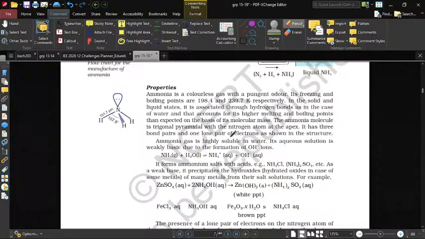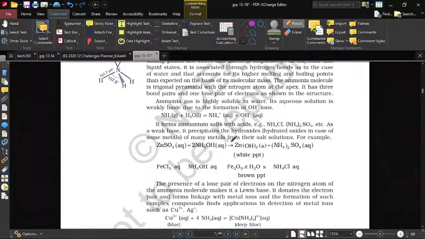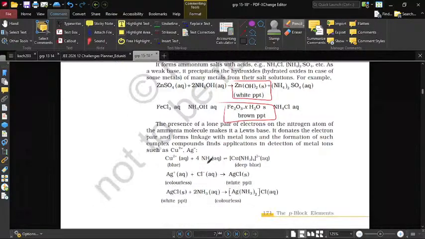As a weak base, it precipitates hydroxides or hydrated oxides of many metals from their salt solutions. For example, ZnSO4 plus 2NH4OH will give Zn(OH)2, a white precipitate, plus (NH4)2SO4. And this is a white precipitate, and this is a brown precipitate, Fe2O3.xH2O.